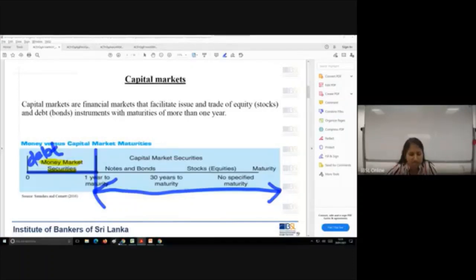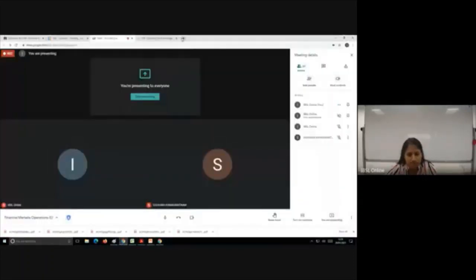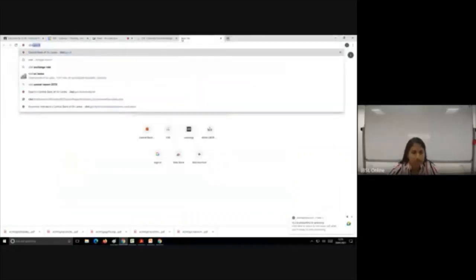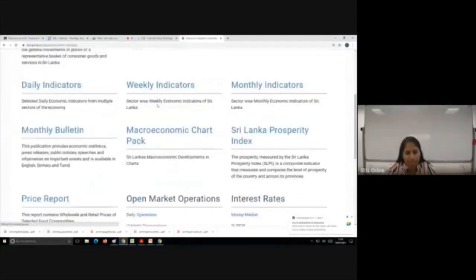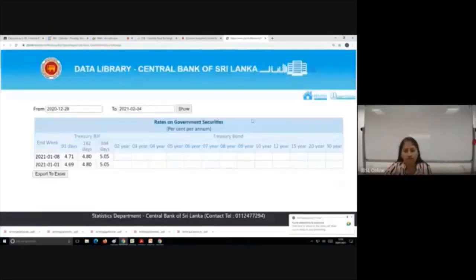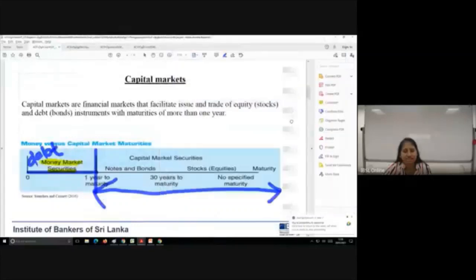If you visit our central bank website, you can see our maximum tenor that we have gone for is 30 years. So usually it's 30 years, which is the maximum time period for a debt. But no specified time period essentially applies to stocks, which is equity.